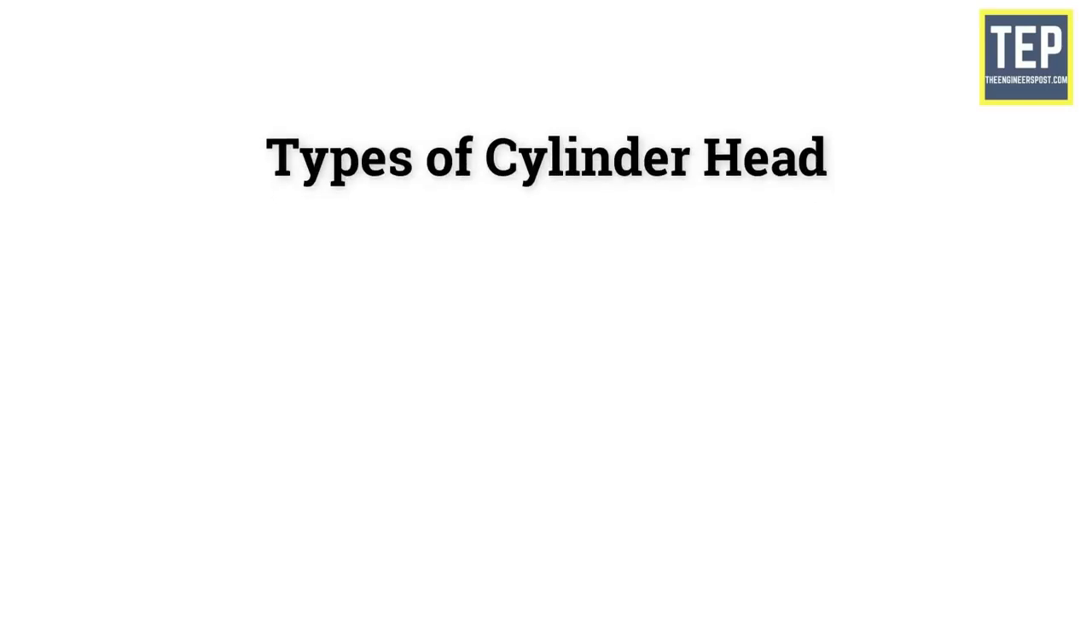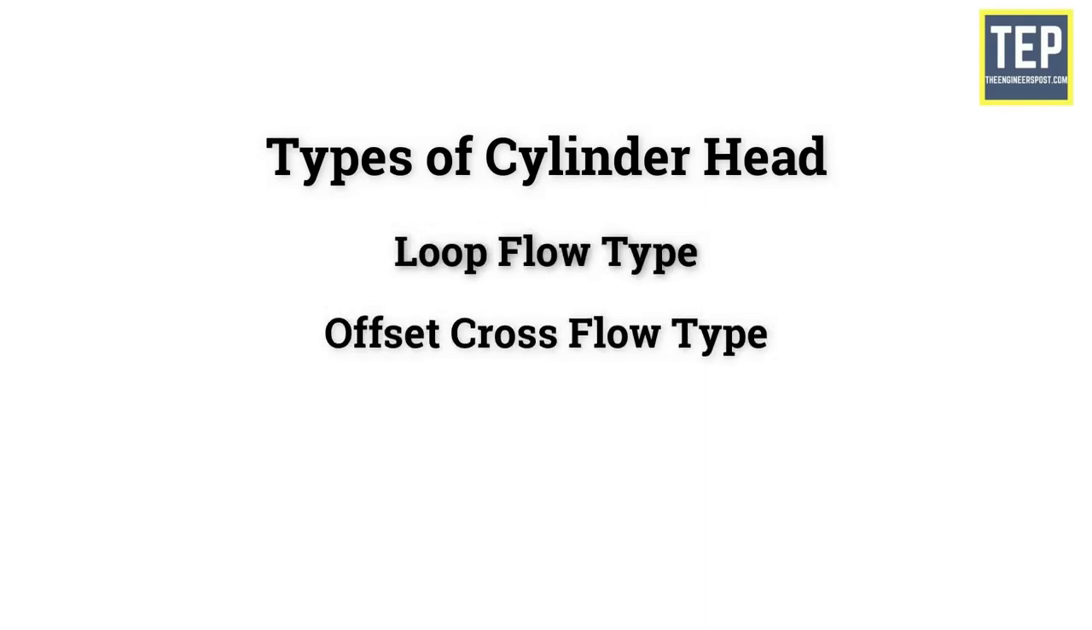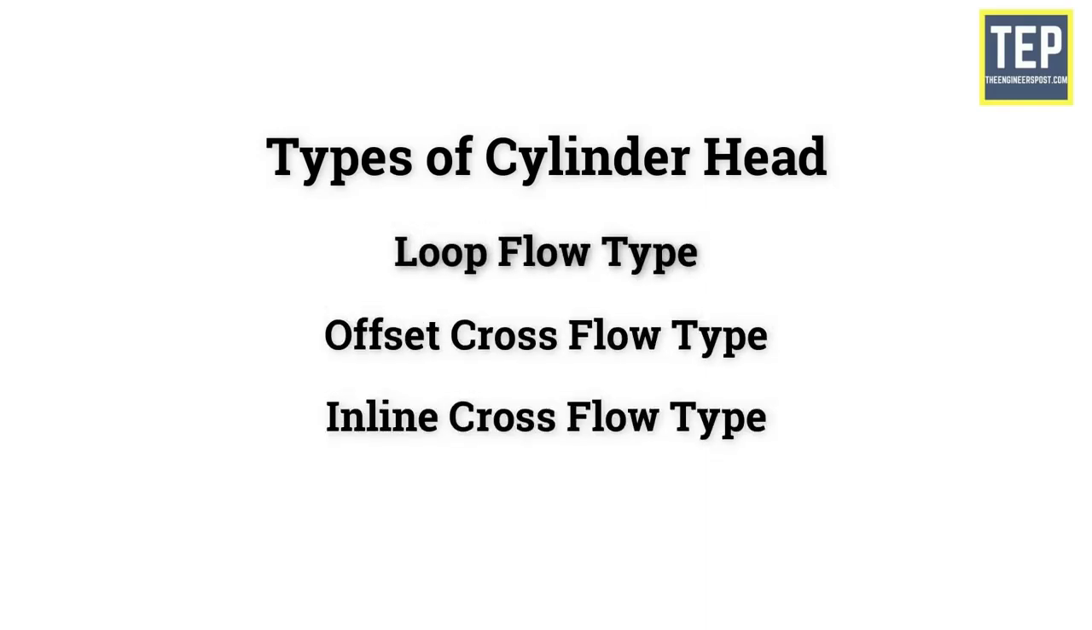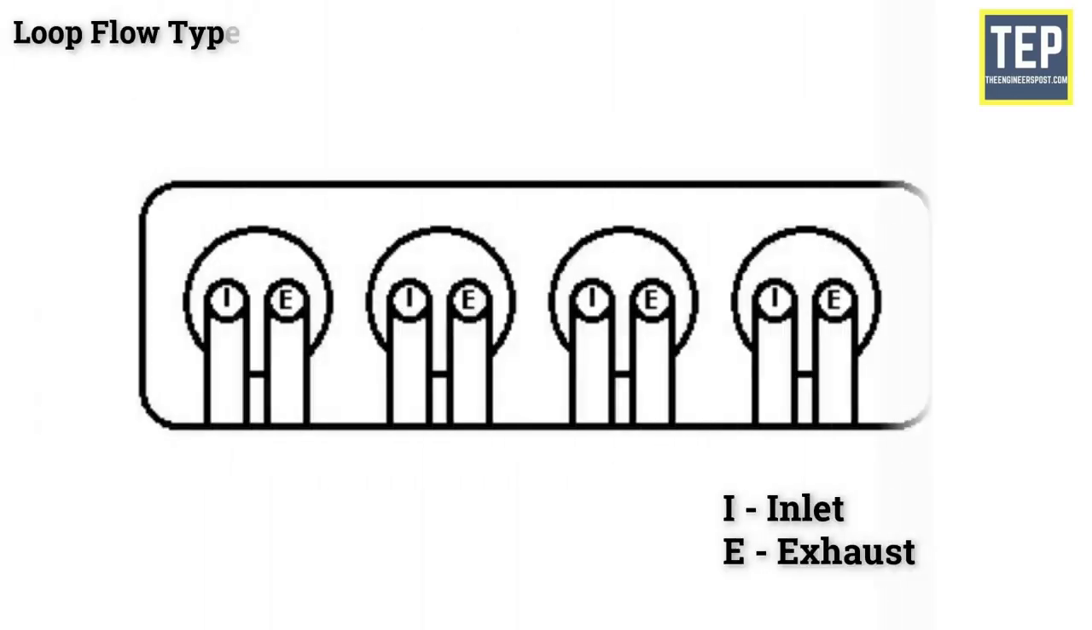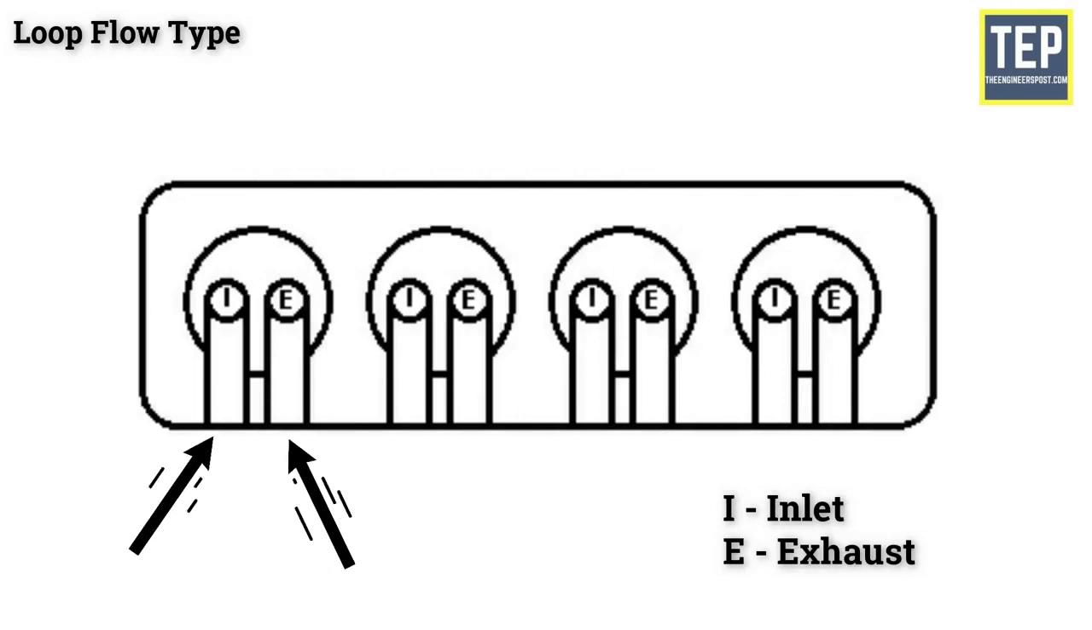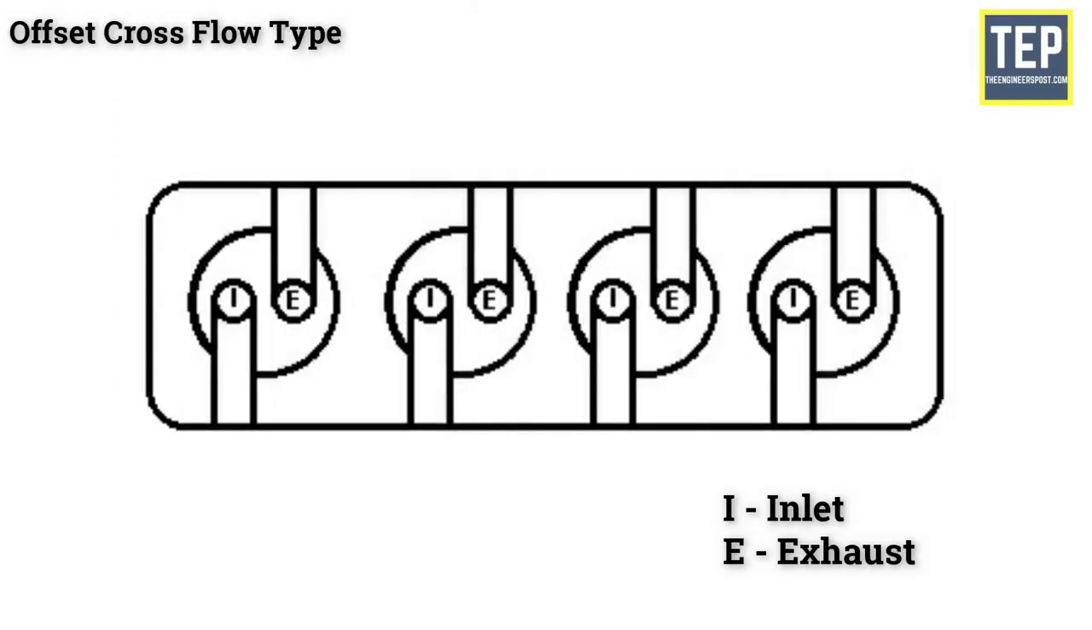There are three different types of cylinder head available that depend upon the valve and port layout: loop flow type, offset cross flow type, and inline cross flow type. In the loop flow type, the inlet and the exhaust manifolds are on the same side, which facilitates preheating of the intake air.